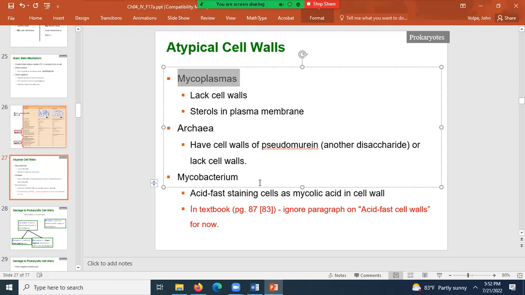The other atypical cell walls are the mycobacterium, and they're atypical because they have mycolic acid in their cell wall. Mycolic acid is a lipid, and the mycobacterium have a thick layer of mycolic acid near the outer portion of the cell wall. The mycobacterium are gram-positive, and they stain gram-positive, but they're an atypical gram-positive cell.